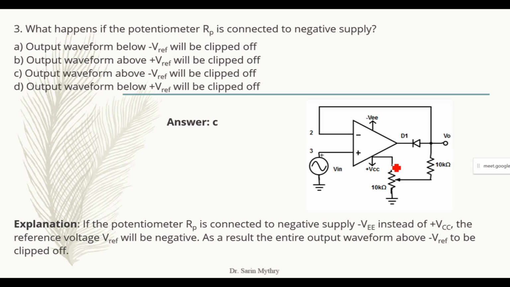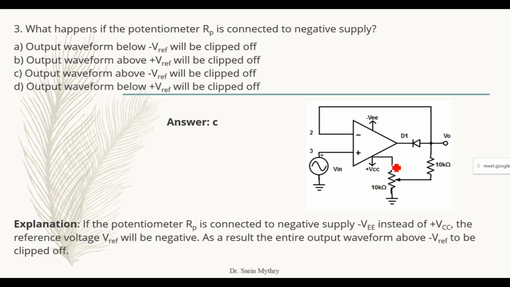What happens if the potentiometer RP is connected to negative power supply? If a potentiometer is connected to negative power supply, what is going to happen? Let us see. If the potentiometer is connected to negative power supply, that is minus VEE, instead of positive power supply, the reference voltage V reference is going to become negative. Its polarities are going to change right from positive to negative.